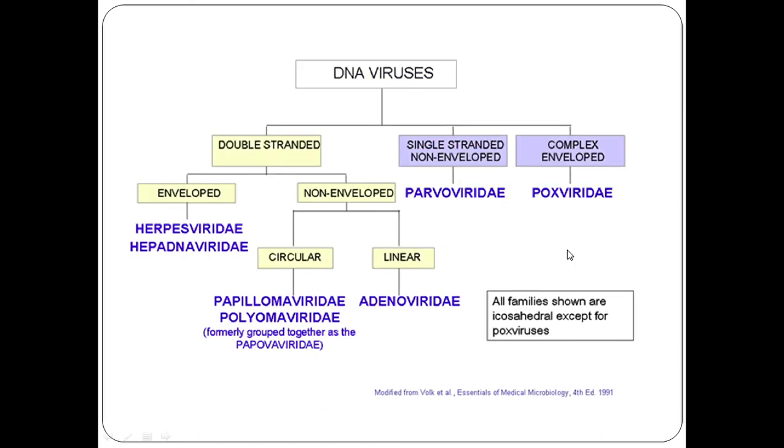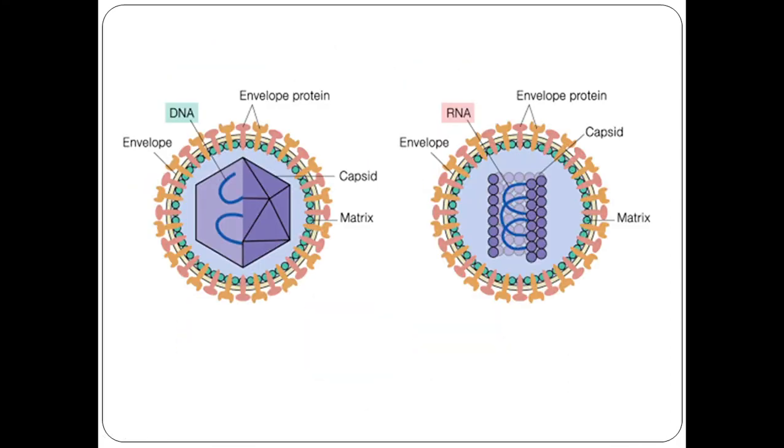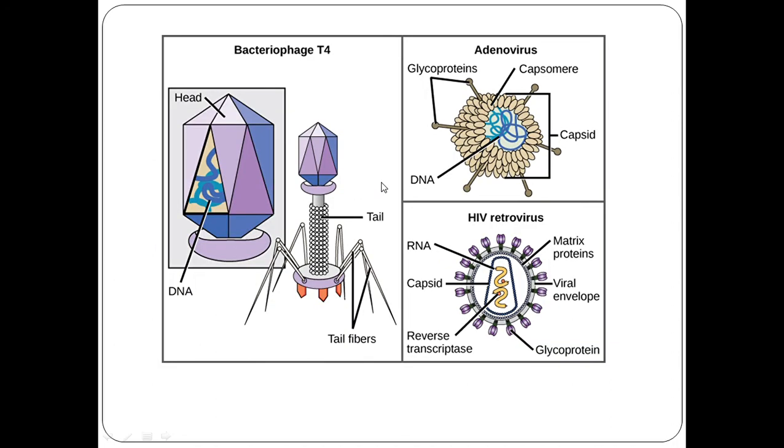Looking at the structure, we can say that the genetic material is packed, and outside that there are some proteins made up of the capsid, and the capsid is made up of capsomeres. We will discuss more in the next unit.